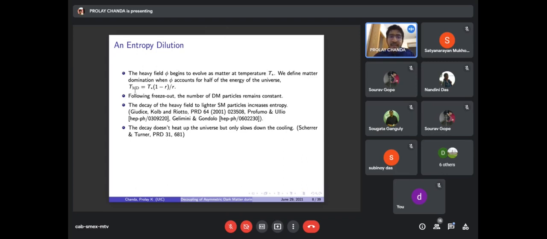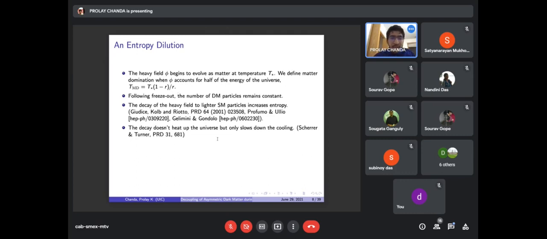But T_MD is given as T star times this fraction, where r is the fraction of radiation present in the total energy density when T equals T star. So it is more like an initial condition. For example, if I choose r to be 0.01, that means that when the temperature of the universe is roughly equal to the mass of the field, at that time r equals 0.01.